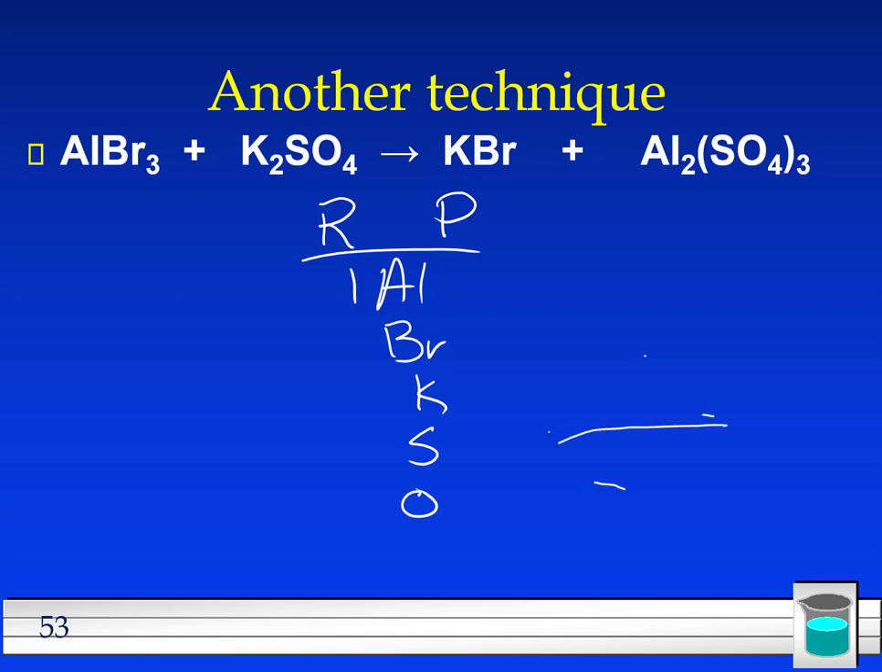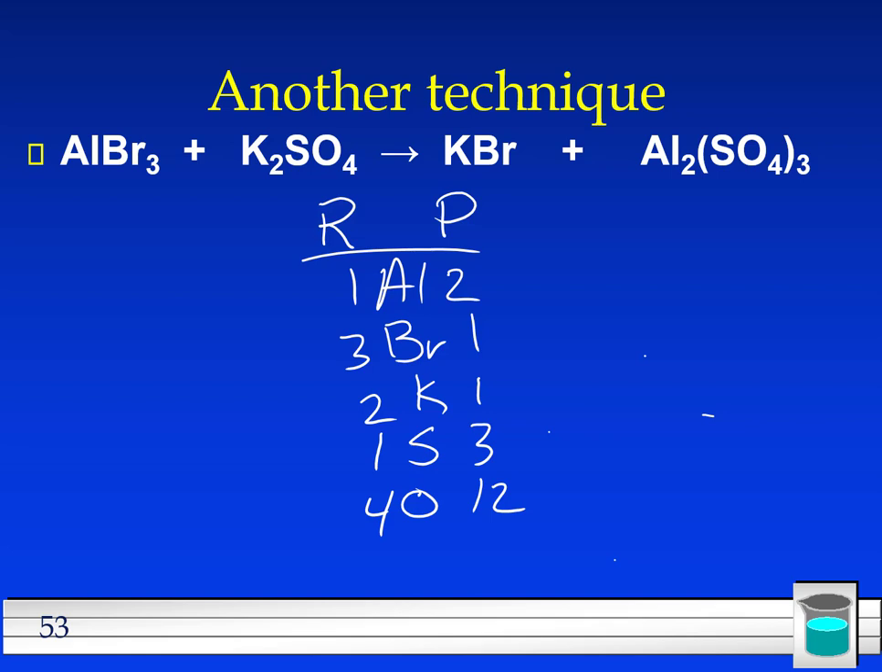So there's one Al, 3 Brs, 2 Ks, 1 S, 4 Os. On the other side, there's 2 Als, 3 S's, 12 Os, 1 K, and 1 Br. So what do you want to fix? Everything. Is that a fair statement? Everything. So it doesn't matter which one I fix first.